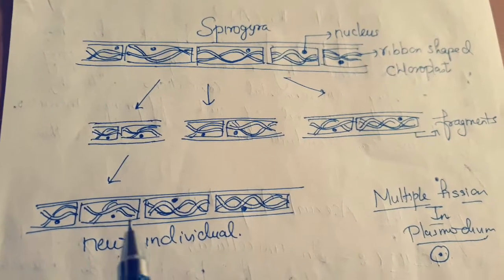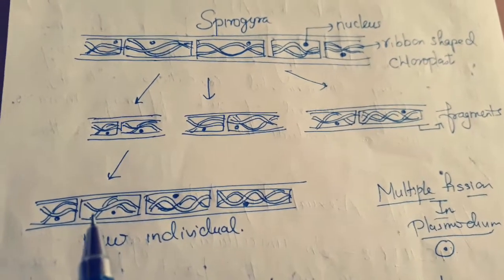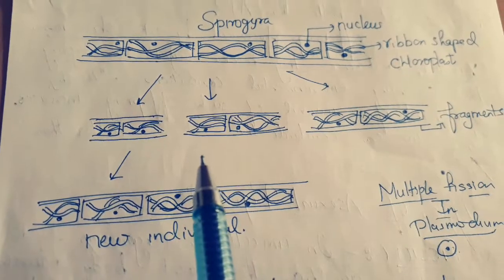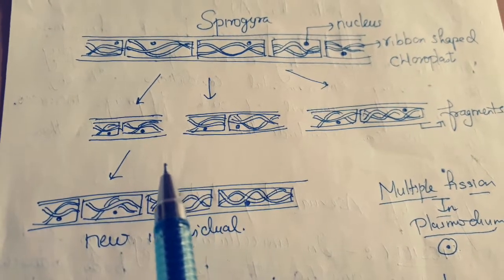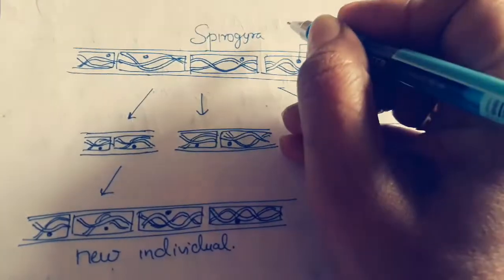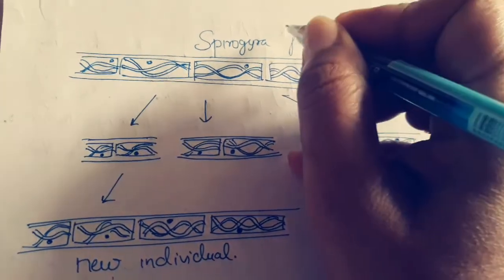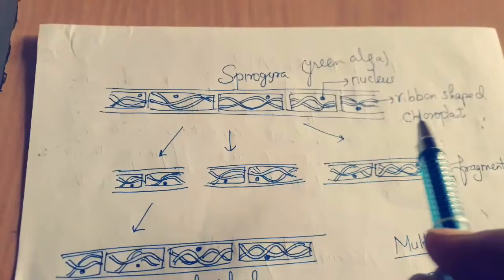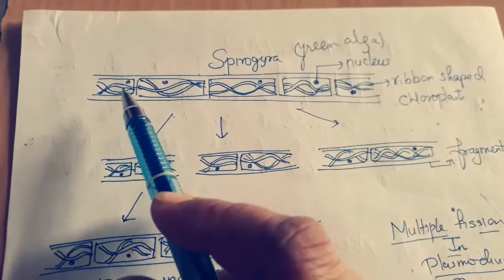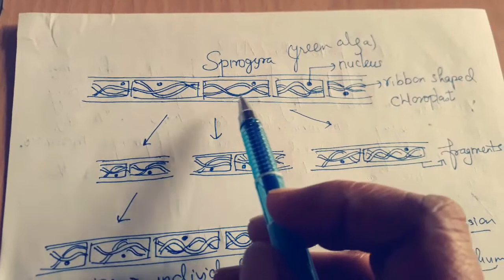The first one we need to study is about fragmentation. Fragmentation in Spirogyra. Spirogyra is a green alga, which is unbranched but filamentous in nature. It has got a ribbon shaped chloroplast. Now this is the chloroplast.